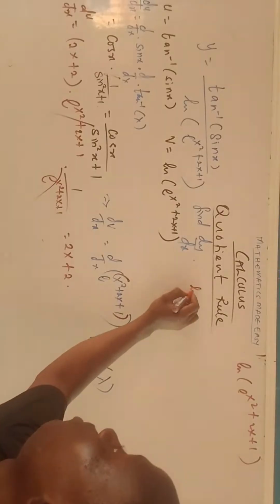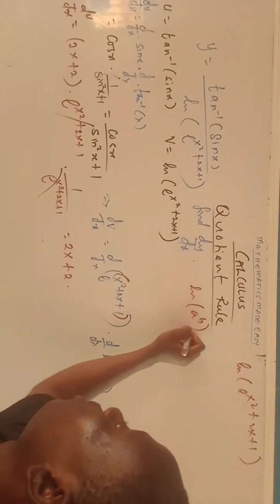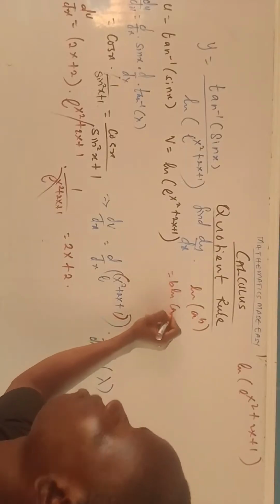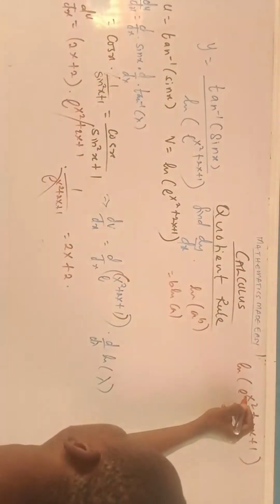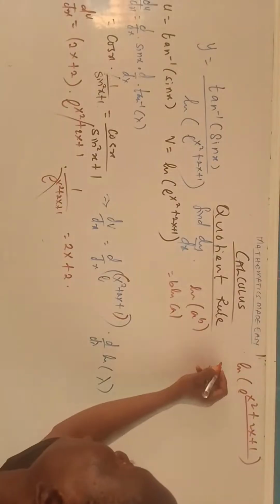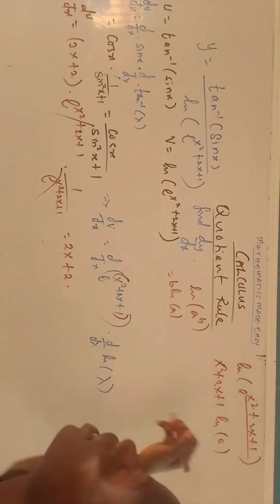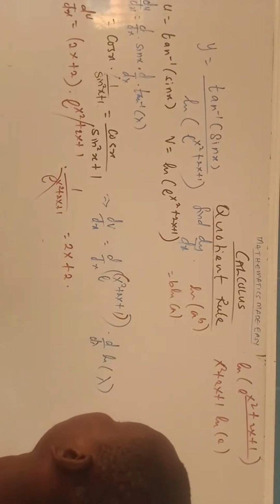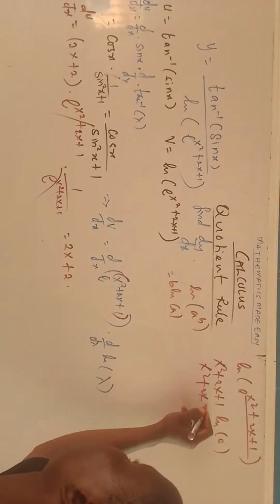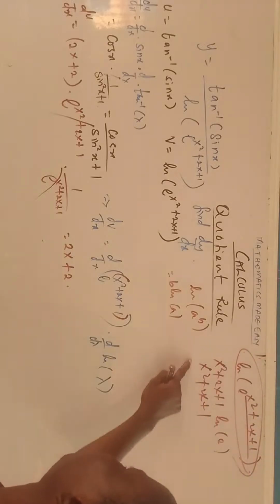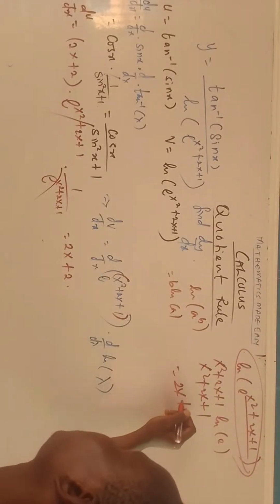According to the law of logarithm, natural log of a raised to the power of b gives us b multiplied by natural log of a. So you just bring your x² + 2x + 1 here. So you're going to have x² + 2x + 1 multiplied by natural log of e. Remember, natural log of e gives us 1. So you're going to have x² + 2x + 1. That's everything here. You just find the derivative, you get what? 2x + 2.